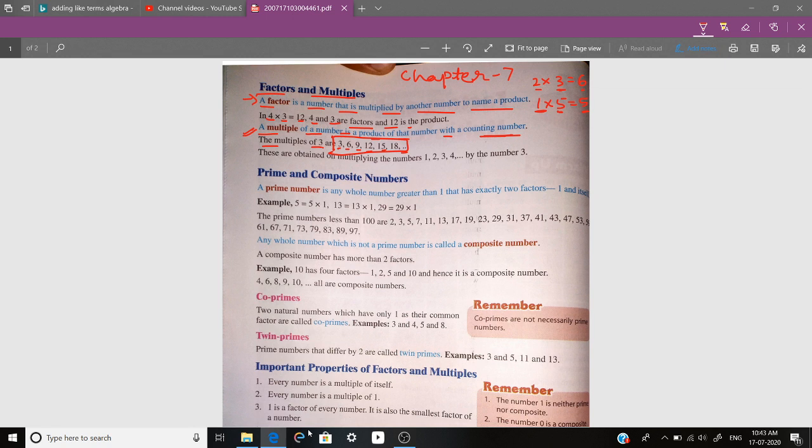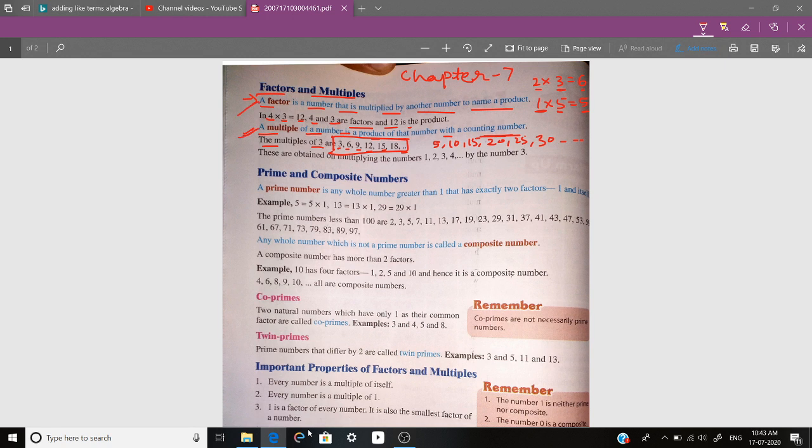In the same way, if I ask you what are the multiples of 5, the multiples of 5 are 5, then 10, then 15, then 20, then 25, then 30, and so on. So the multiples of 5 are these numbers. I hope that you have got an idea of what the factors are and what the multiples are.